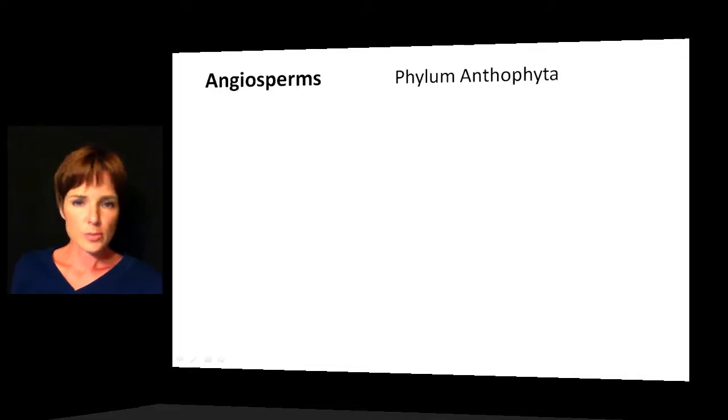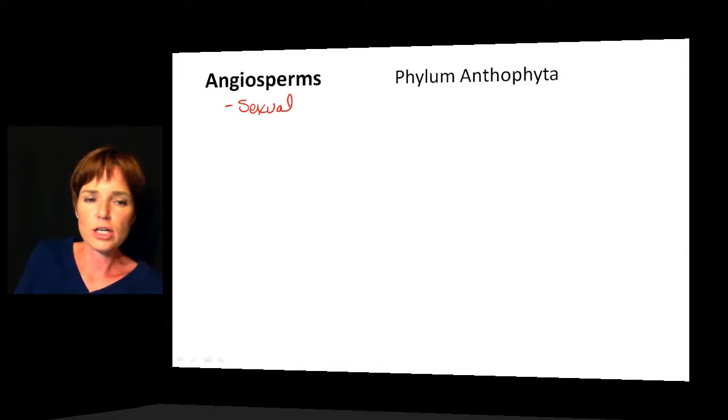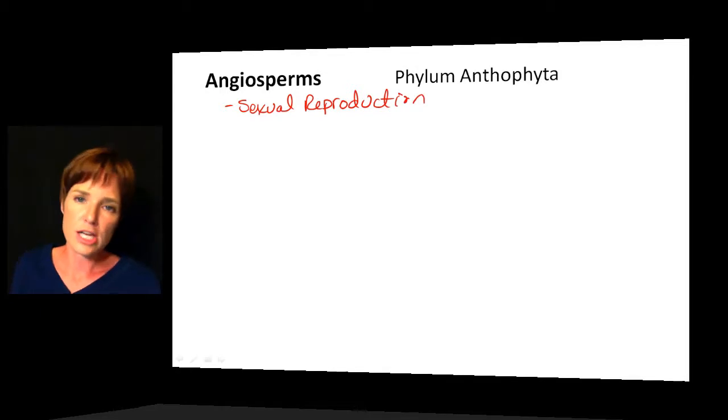So the angiosperms is really kind of a generic term. The phylum that we're talking about is Anthophyta. So all of the flowering plants do fall into that one single phylum. When we're talking about the flower, this is a structure that's really specialized for sexual reproduction. So it's specialized for sexual reproduction and it's specialized for pollination. Flowers will be very unique according to what pollinator is actually bringing the pollen to the ovule.